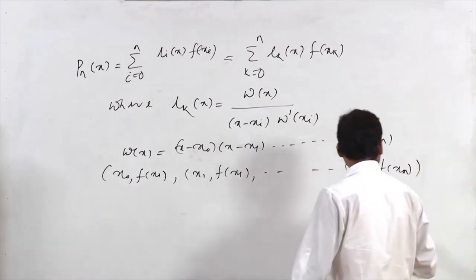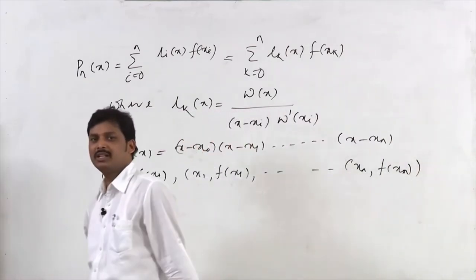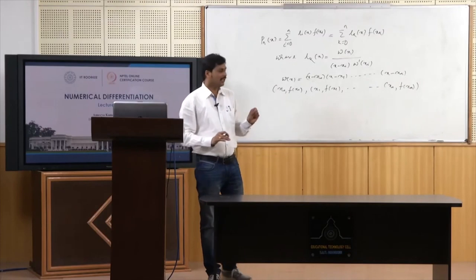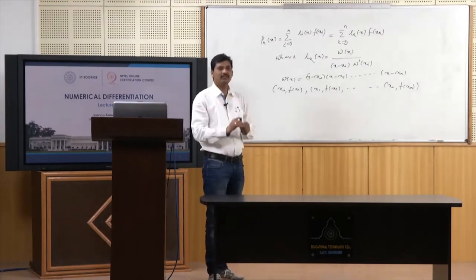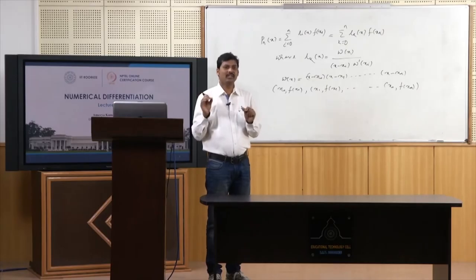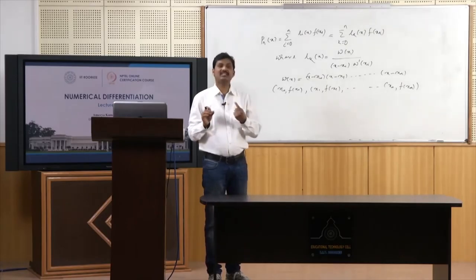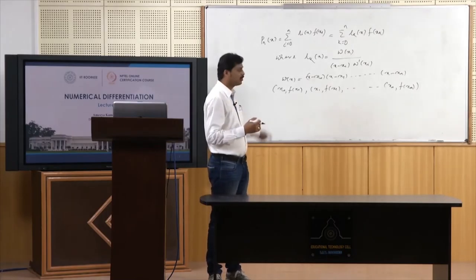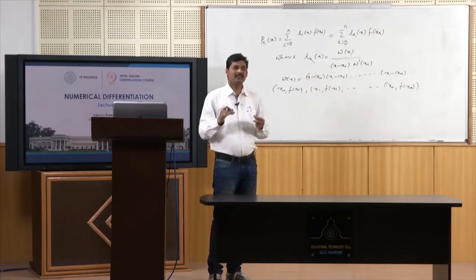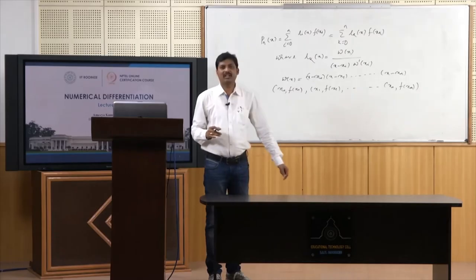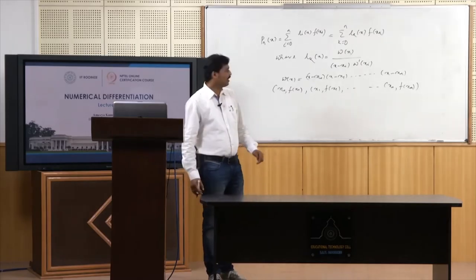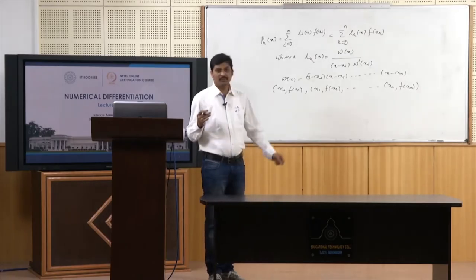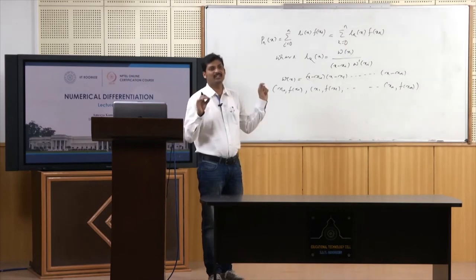Especially, we evaluate these derivatives when the function is not known to us explicitly. This means that if the tabular values are given as x0, y0, x1, y1 up to xn, yn, where the function is not known to us, then we can approximate it by a polynomial Pn(x), from which we can get the differentiation of the function f(x) at different points, maybe at the same tabular points or sometimes at different points, which lie within the interval of these tabular points.